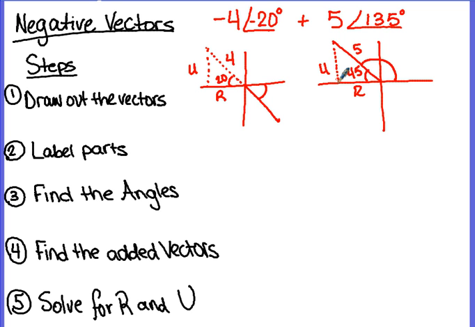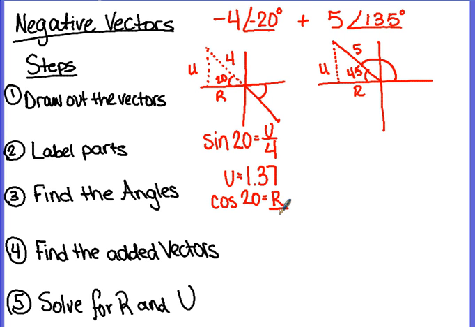In this first one here, we're doing the sine of 20 to find U, which is the opposite over the hypotenuse. When we plug that into our calculator, U is going to be 1.37. To solve for R, we use the cosine function. So the cosine of 20 is the adjacent over the hypotenuse, which means that our R value is going to be 3.76 when we plug it into our calculator.